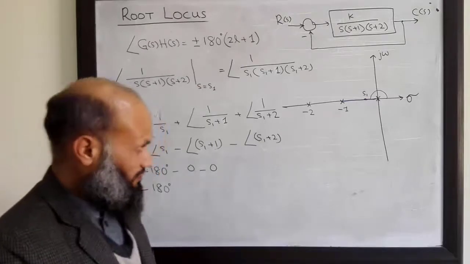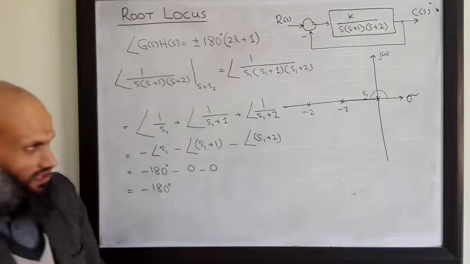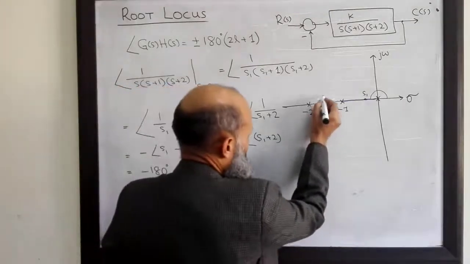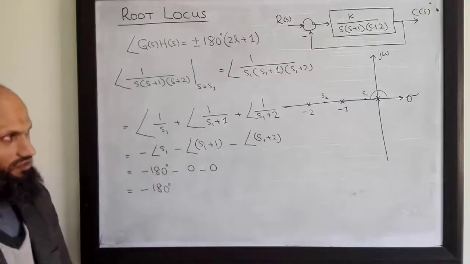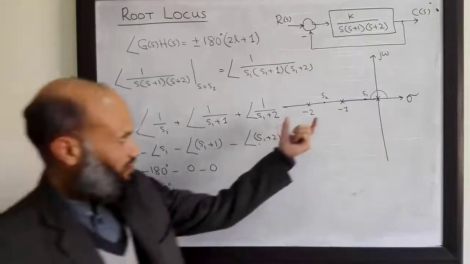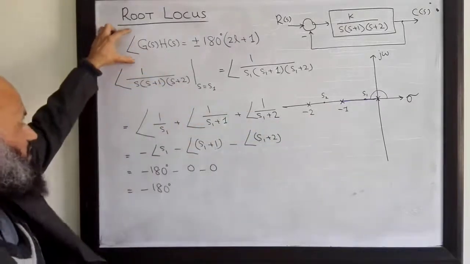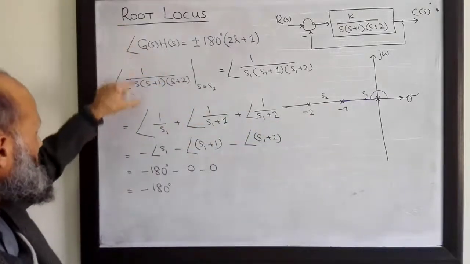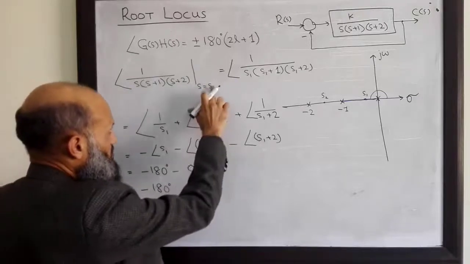Let's take another test point and check whether that is also part of the root locus or not. So let's take this point S2, and we want to determine whether this point S2 lies on the root locus or not. For that purpose, we shall again check this angle condition. That is, substitute here S2.